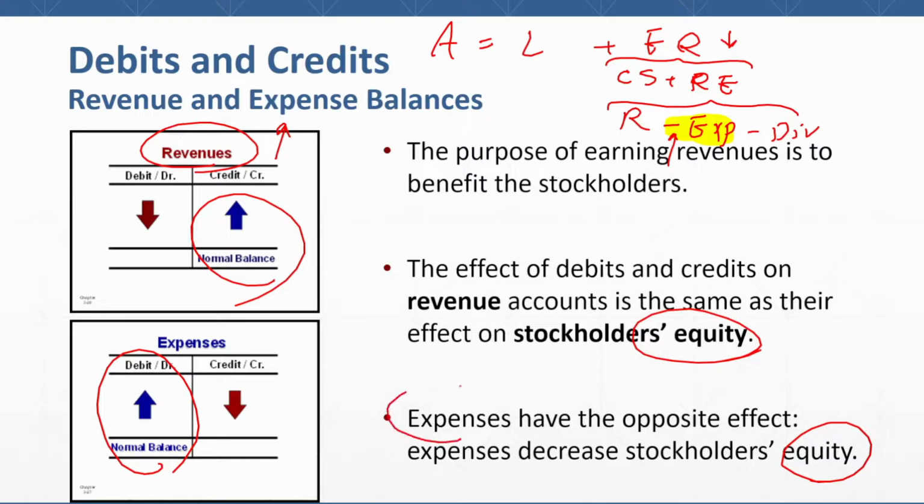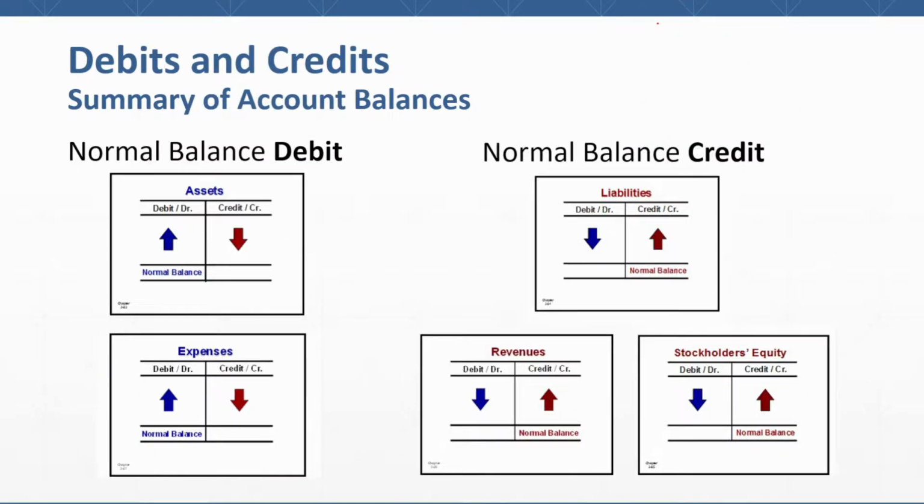Expenses have an opposite effect on stockholders' equity compared to revenues. Revenues have a positive sign. So when revenues go up, they basically increase equities. So this slide summarizes all the normal balances: debits on the left and credit on the right side of the slide.